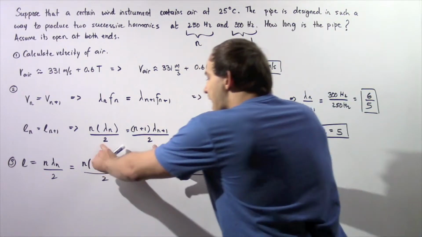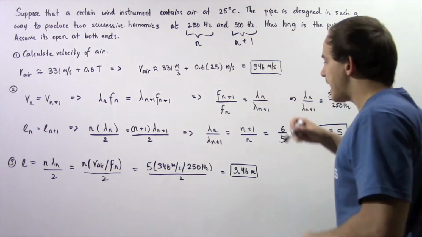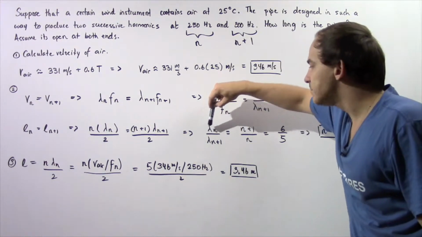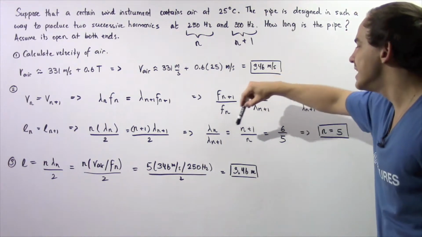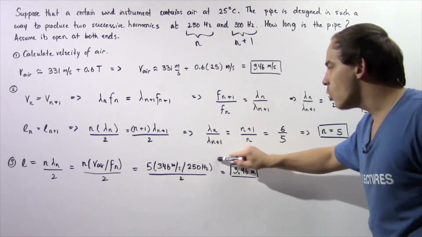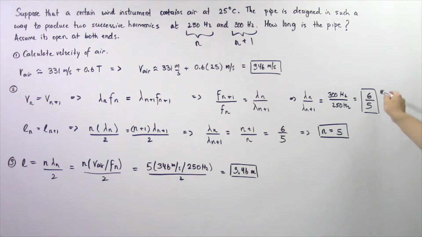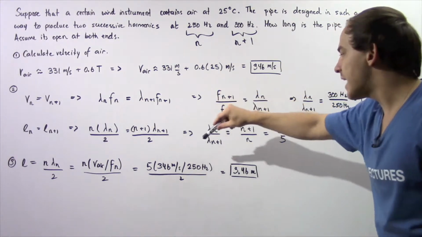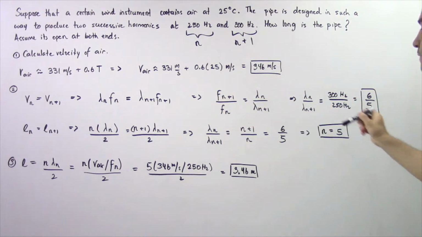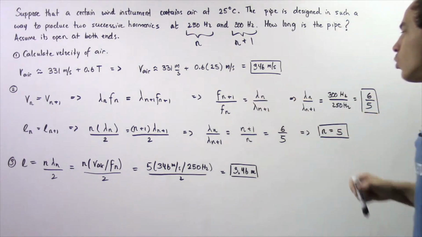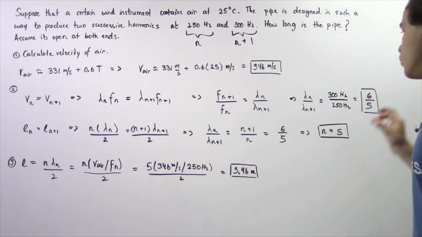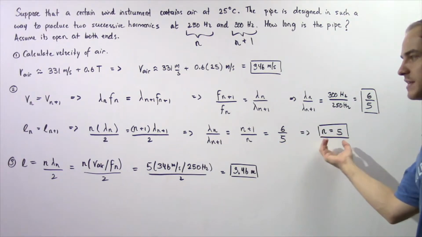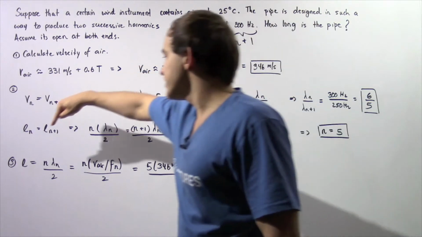These two will cancel, and we rearrange our equation and find that the ratio lambda n divided by lambda n plus 1 is equal to the ratio of n plus 1 divided by n. Now we know lambda n divided by lambda n plus 1 is 6 over 5. So that means 6 divided by 5 is equal to n plus 1 divided by n, which means our n is equal to 5. Now we use this fact and go to step 3.